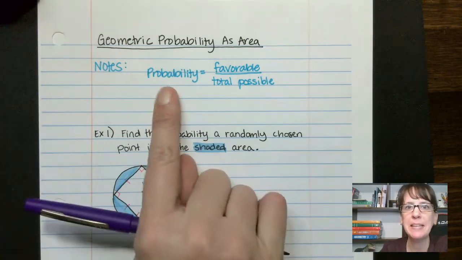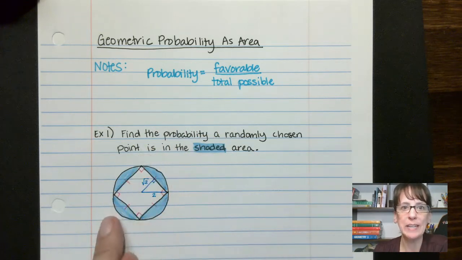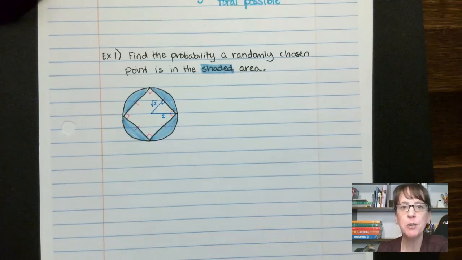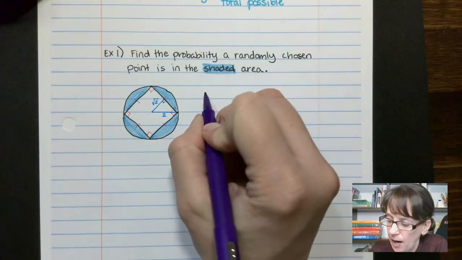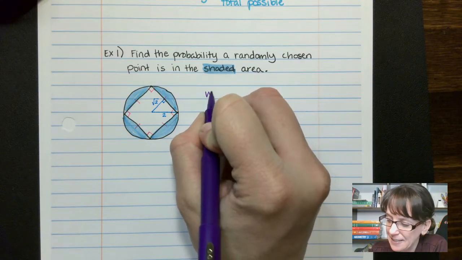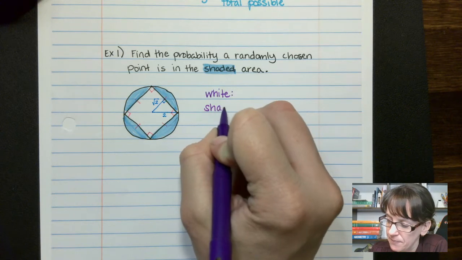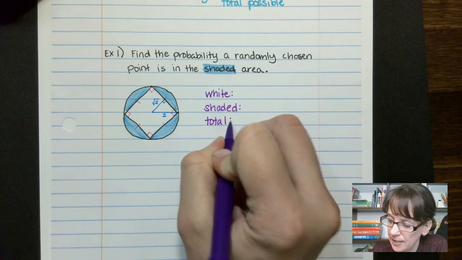So remember, probability is just your favorable over your total possible. We want to find the probability that a randomly chosen point is in the shaded area on this figure right here. So the best way to do these is to come up with the white, shaded, and total areas. White, shaded, and total.